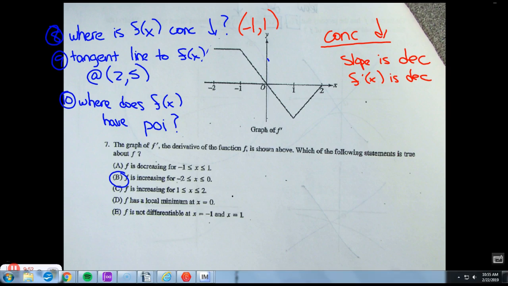So this is concave down. What's this part then? Concave up, which creates what at x equals 1? That creates a point of inflection. So I can answer that one there. Questions on 8 or 10?